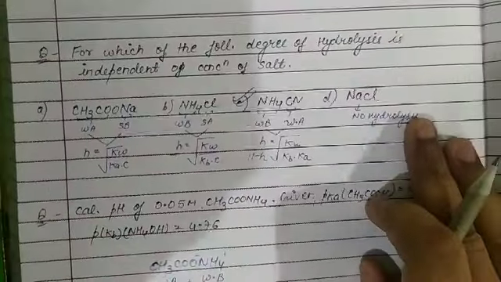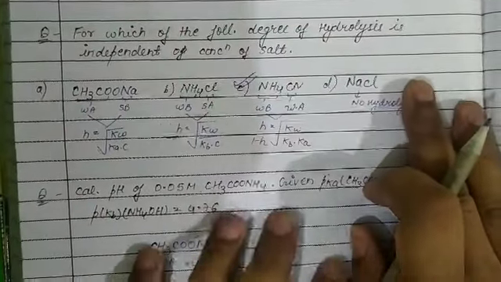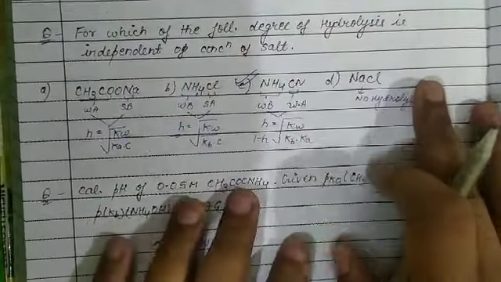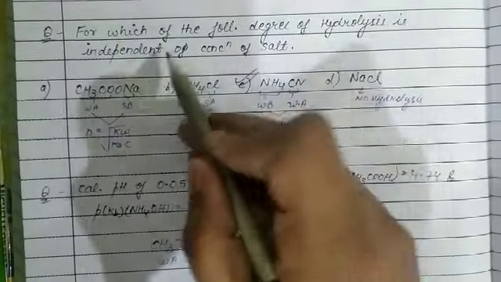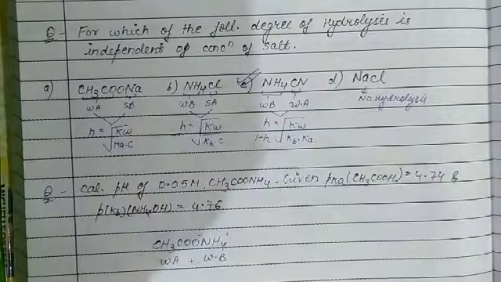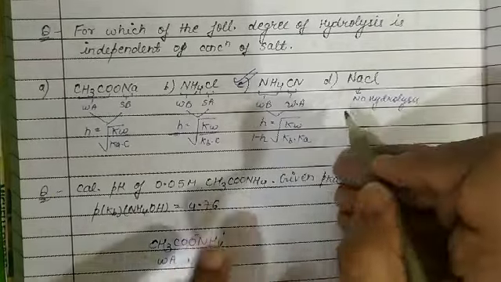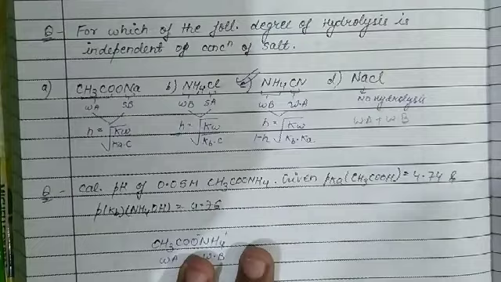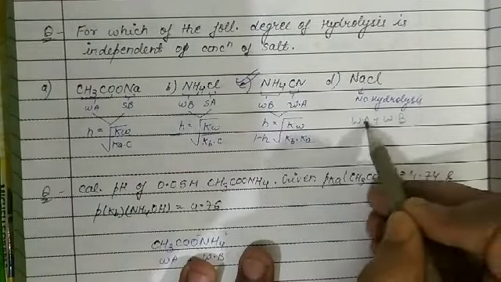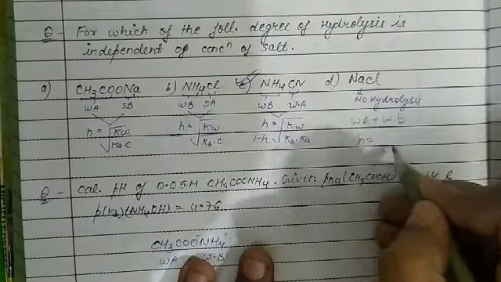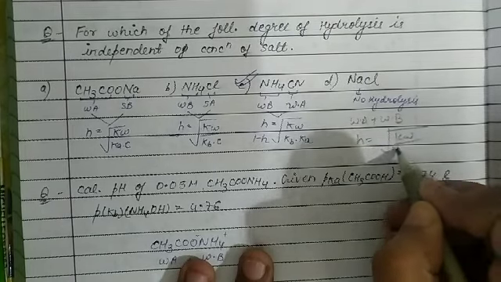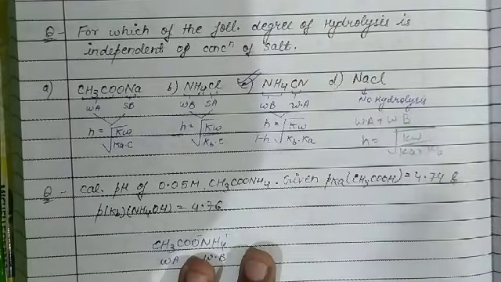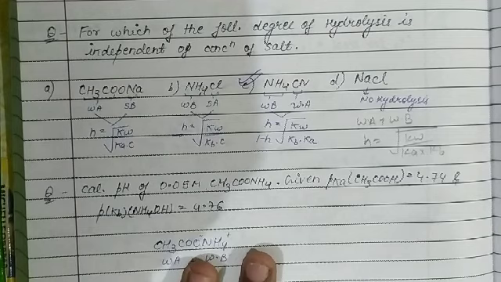See the next question. The next question is, for which of the following is the degree of hydrolysis independent of concentration of salt? As we know, in the case of a salt of weak acid and weak base, the degree of hydrolysis h is equal to under root of Kw upon Ka into Kb. So there is no concentration term.